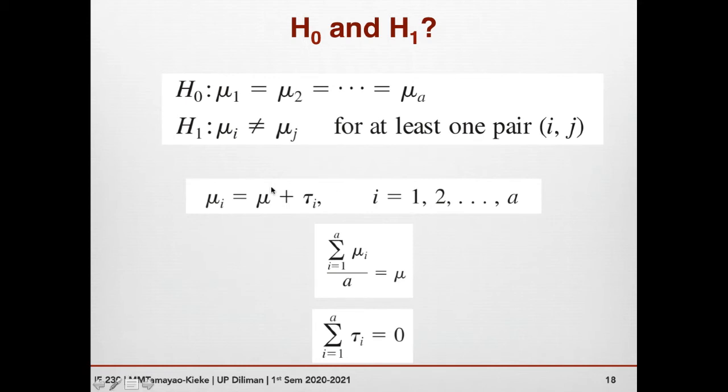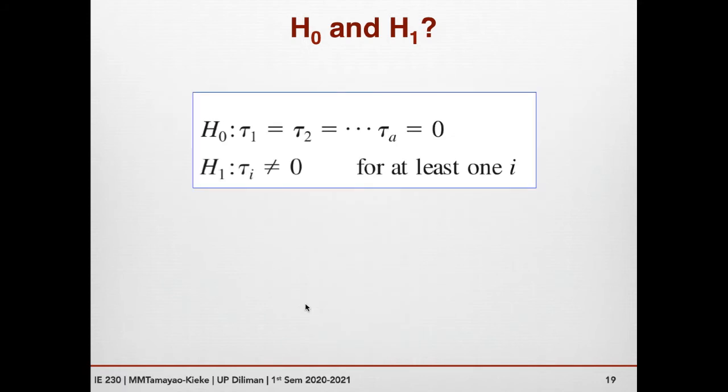In the previous slides, we already presented the fixed effects model. We know that mu i is equal to mu plus tau i, and the summation of mu i from i equals 1 to a divided by a is just equal to mu. We also said that the summation of all your tau sub i from i equals 1 to a is equal to 0. Therefore, we can rewrite our null and alternative hypotheses corresponding to the fixed effects model. Basically, we're testing for the mean effect of the different treatments. That's why it's called the fixed effects model: fixed because we have identified the specific treatments that we want to investigate.